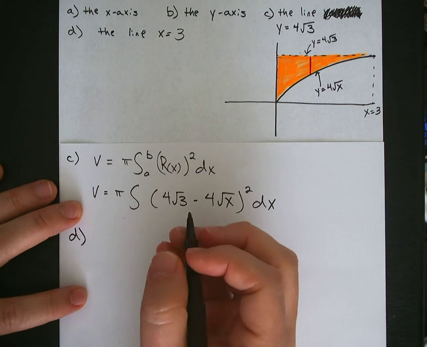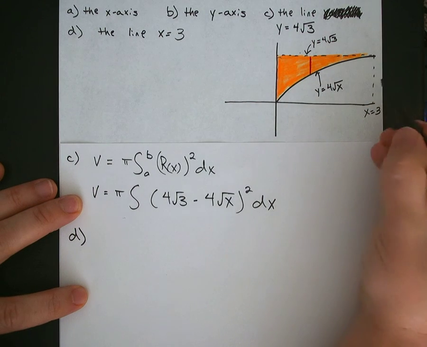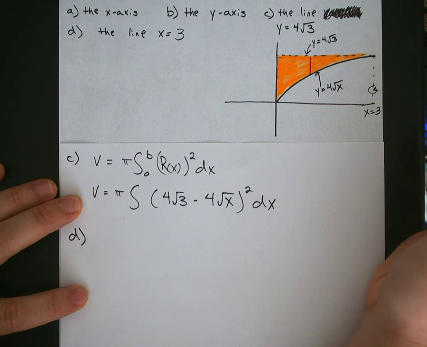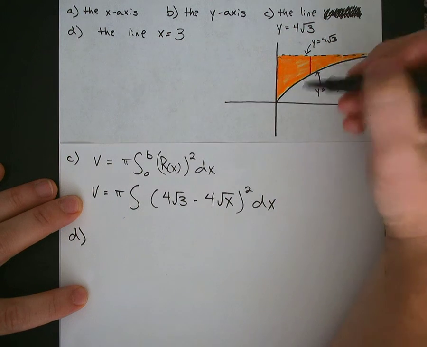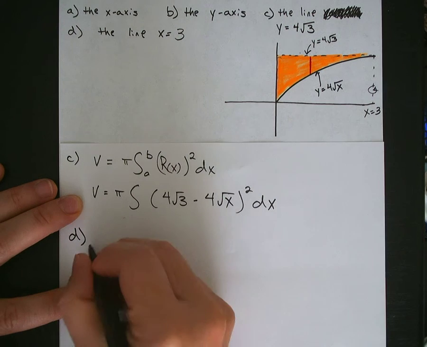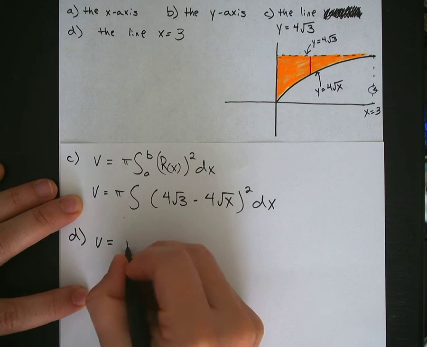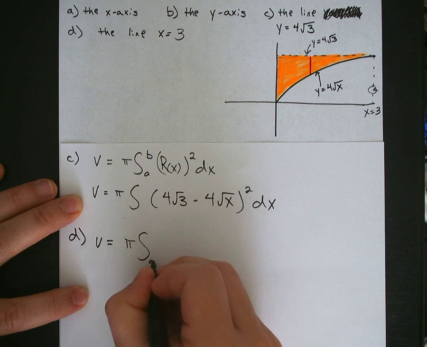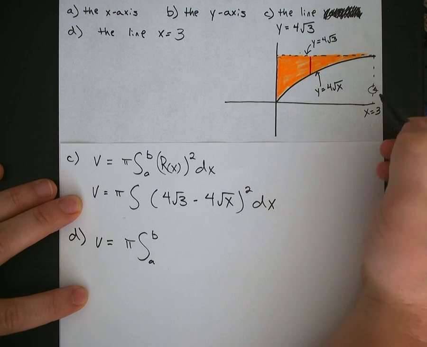The line x equals 3. That's this one over here. So we're rotating now around that, which is the same direction as the y-axis, so it's going to be a dy integration. So we've got V is equal to pi from a to b. Now let's see if this is washer or disk.